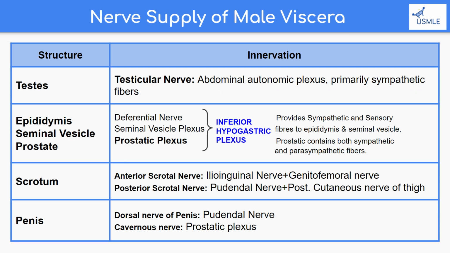Here you can see the nerve supply of the male viscera. Do give this a read as it may show up in context of an injury or while testing for reflexes. Note that the prostatic plexus is derived from the inferior hypogastric plexus and the supply of the scrotum is by the anterior and posterior scrotal nerves. Anterior scrotal nerve is derived from the ilioinguinal plus genitofemoral nerve and the posterior scrotal nerve is formed by the pudendal nerve and the posterior cutaneous nerve of the thigh.